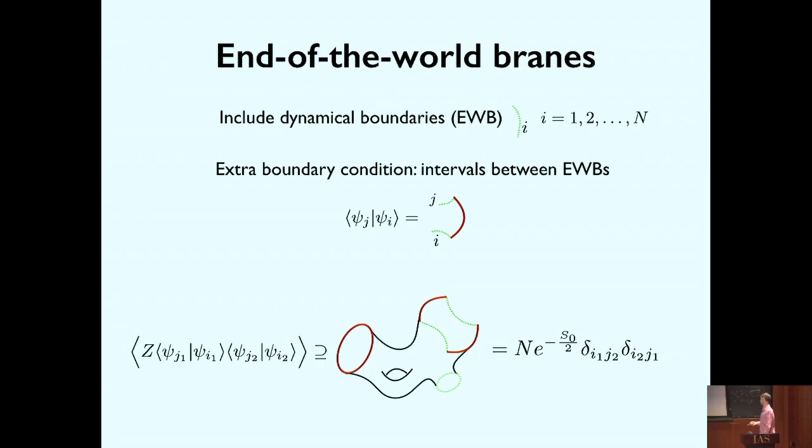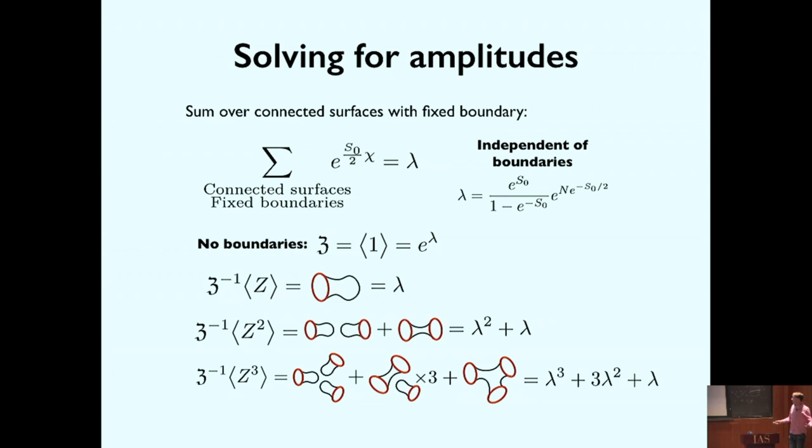Computing the amplitudes is a sort of simple counting exercise, and it's not the interesting thing, so I'm going to go through it very quickly, just to give you a flavor. Don't worry about following the details. But the basic reason why you can make everything very simple is that if you sum over any connected surface with a fixed set of boundary conditions, it always gives the same number, independent of what those boundaries are.